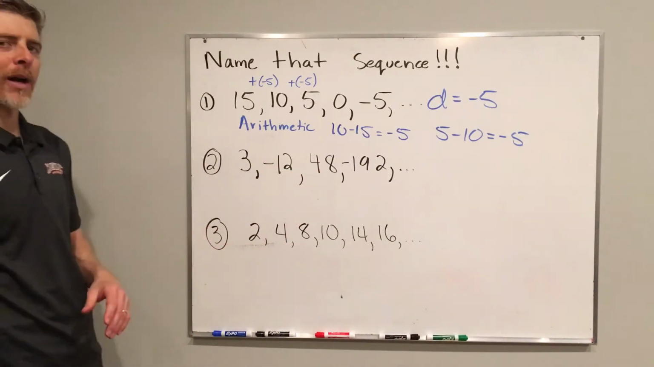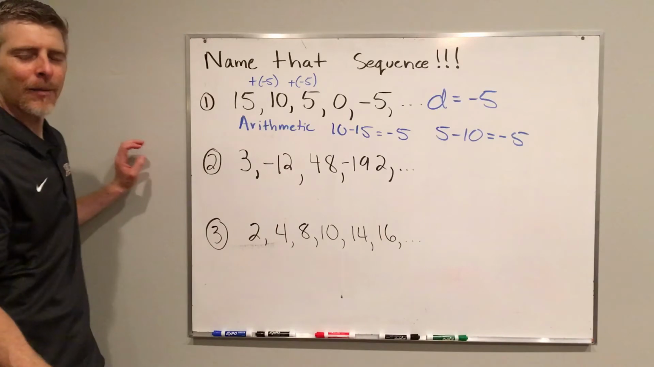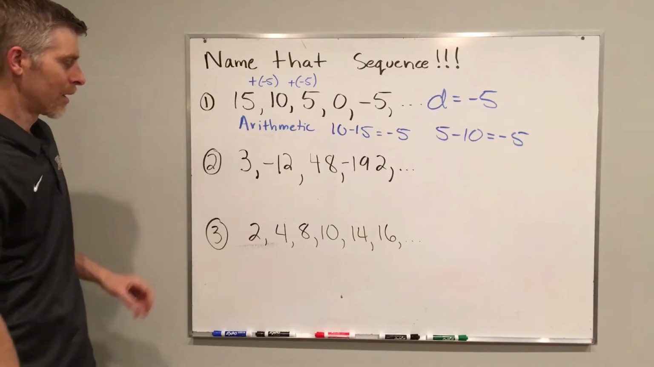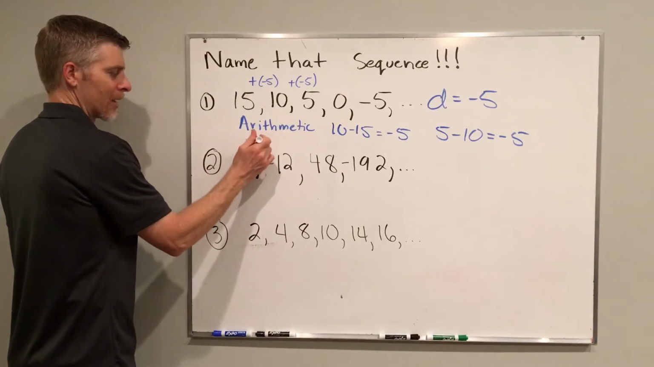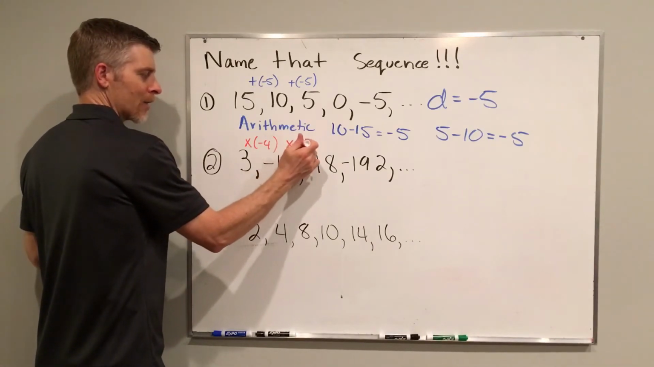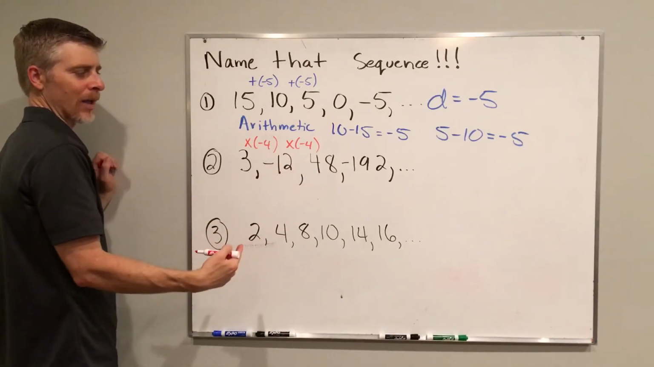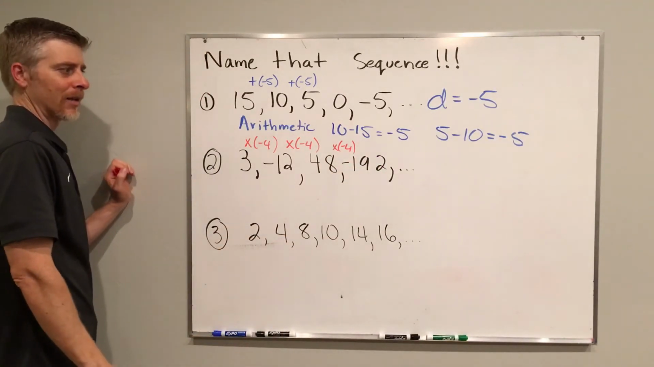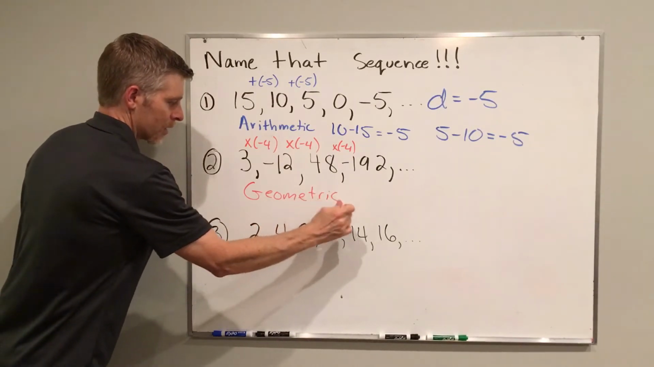Okay, so based on one of our prior videos, what happens when you see positive, negative, positive, negative? Think about it. Right, that's when we're multiplying by a negative number. So what number are we multiplying by? 3 times negative 4 makes negative 12. Negative 12 times negative 4 is going to put that back to a positive, 48. 48 times negative 4 is negative 192. So this is a geometric sequence.